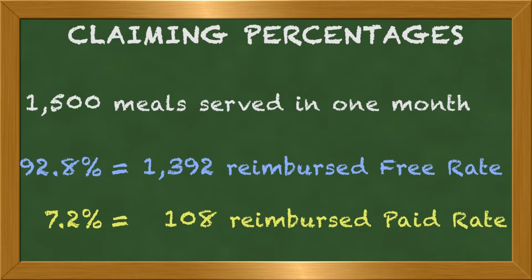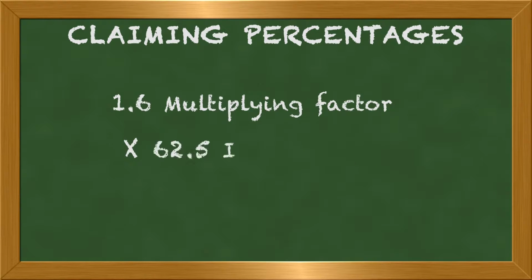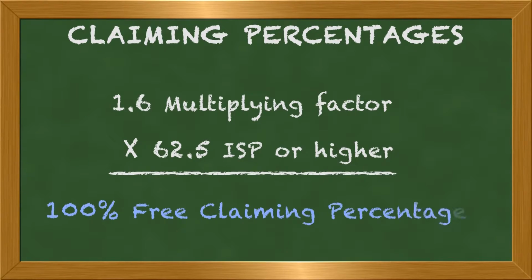Using the 1.6 multiplying factor, an identified student percentage of 62.5% or higher will result in a free claiming percentage of 100%.